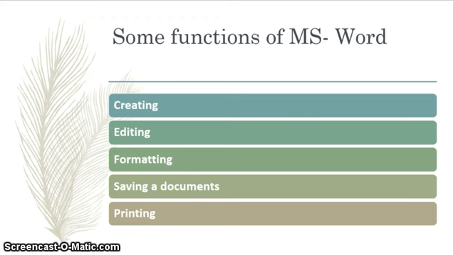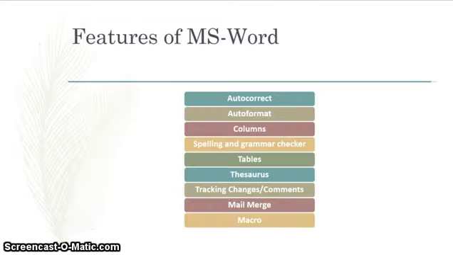Now let us see the different features of MS Word. So what are the different features? First feature is autocorrect. When you are typing words, there's a feature in MS Word called autocorrect. If you have made a spelling mistake in a common word, the computer automatically corrects that spelling, and this is called autocorrect.